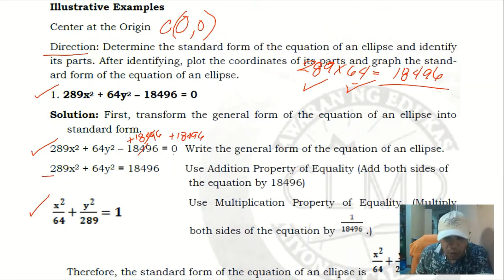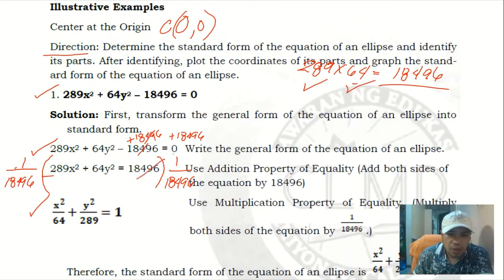Then, we will try to multiply both sides by 1 over 18,496. So, this one will be cancelled. 1 na matitira. And then, simplify 289 over 18,496. Matitira is 64. 64 divided over 18,496, ang matitira is 289. So right now, naka-standard form na tayo.